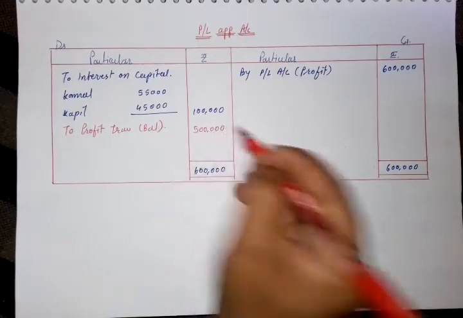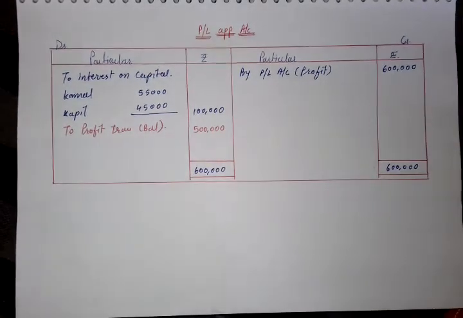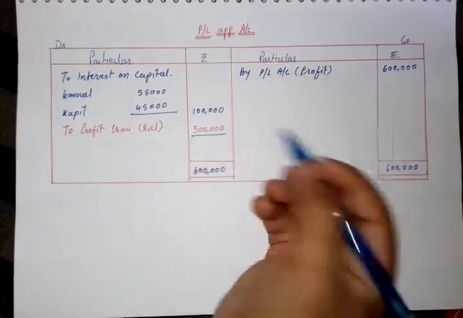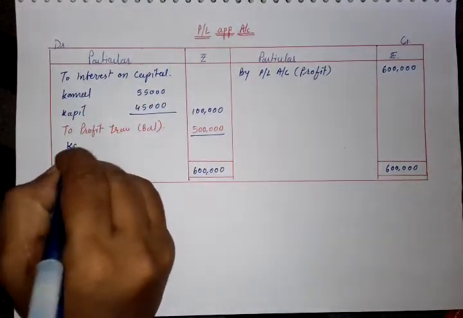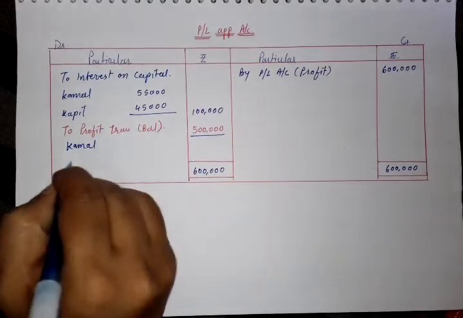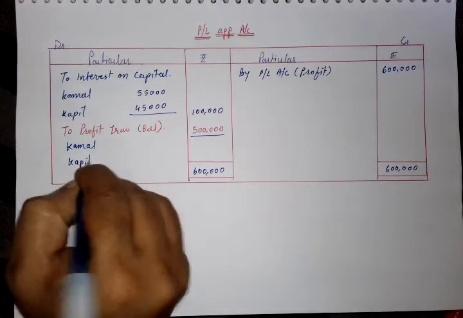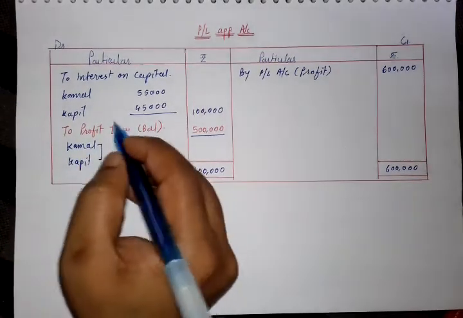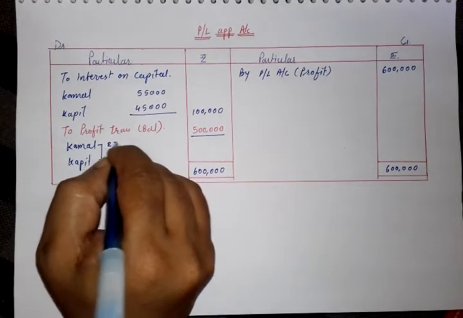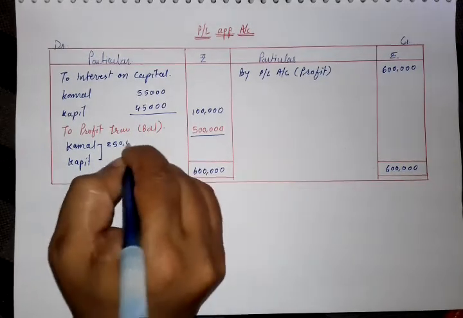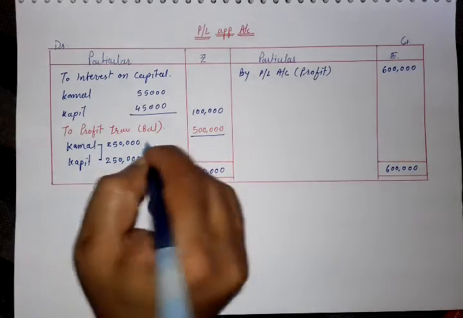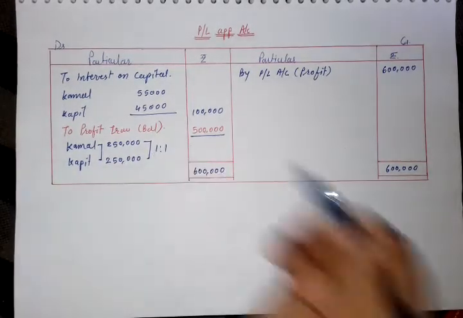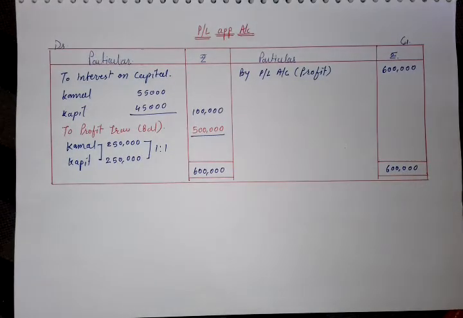That is clear. And we know the amount of balance will be distributed among the partners. So we are having two partners, Kamal and Kapil, and they are equal partners. That's why they will have 2,50,000 each, because they are having 1:1 ratio. Okay, that is clear.